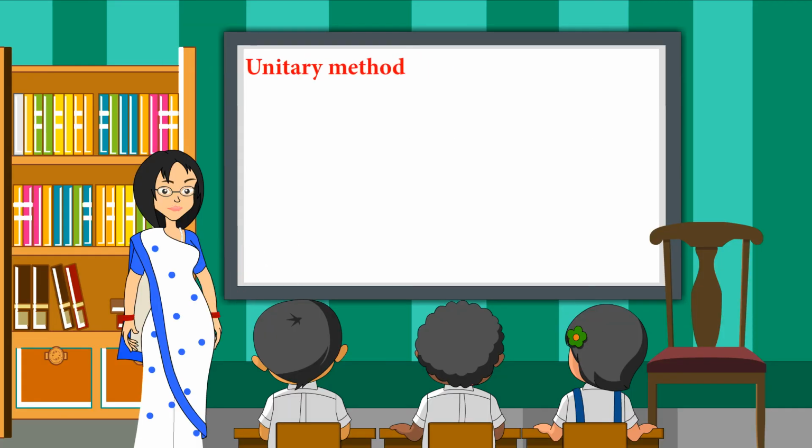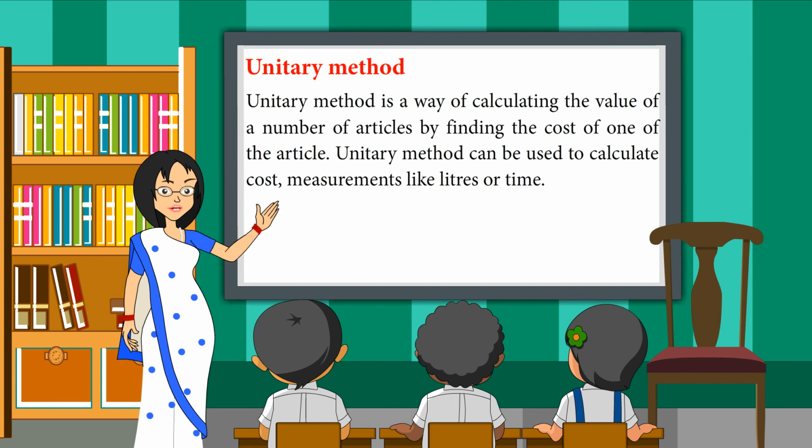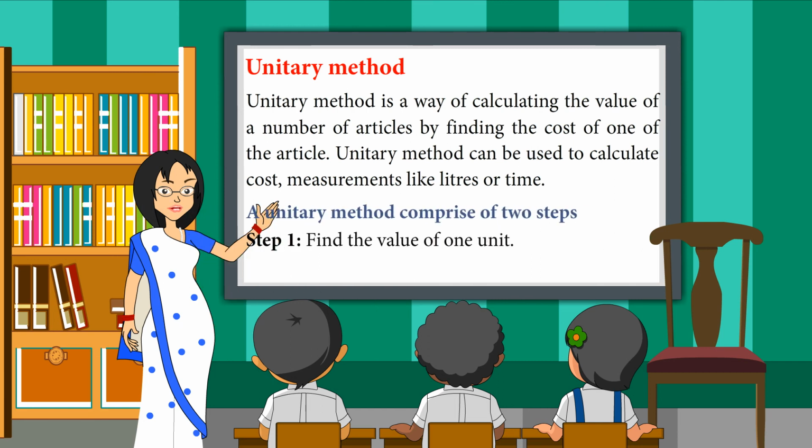Unitary method. Unitary method is a way of calculating the value of a number of articles by finding the cost of one of the article. Unitary method can be used to calculate cost, measurements like liters or time. A unitary method comprises of two steps. Step 1. Find the value of 1 unit. Step 2. Then find the value of required units.